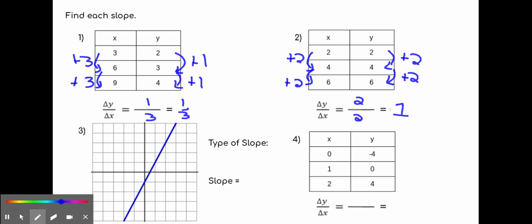Okay, number 1, I got 1/3. Number 2, I got 1. If that's not what you got, make corrections. If you don't understand, ask for help. Now pause the video again, work numbers 3 and 4, turn the video back on, and check your work.